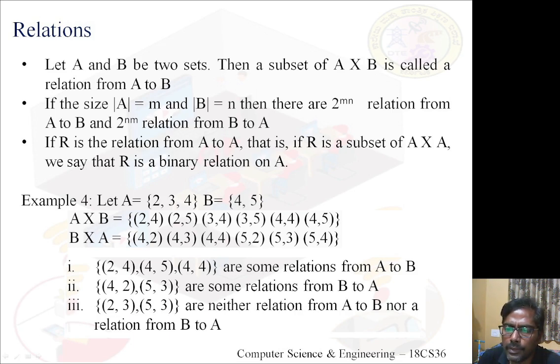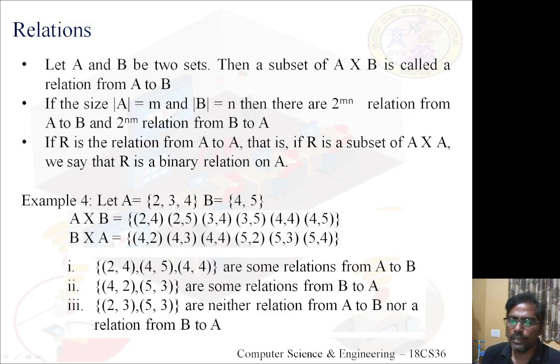Okay. Now let me see some relations from A to B and some relations from B to A. A relation from A to B is nothing but a subset of A cross B. A relation from B to A is nothing but a subset of B cross A. So let me look at some relations from A to B and some relations from B to A, and a few which are neither relation from A to B nor relation from B to A.